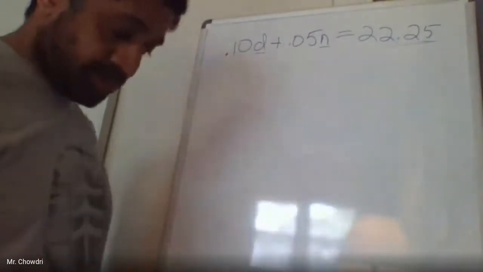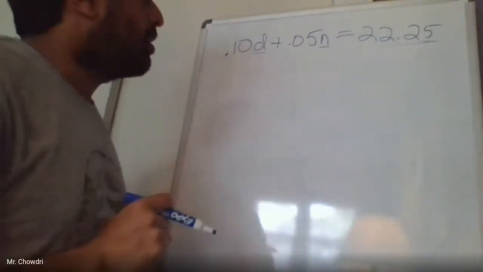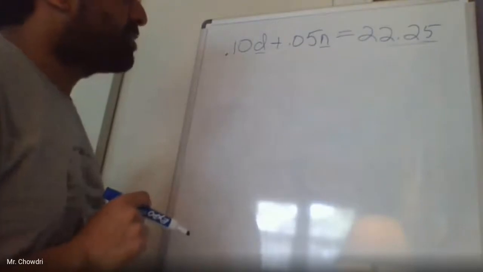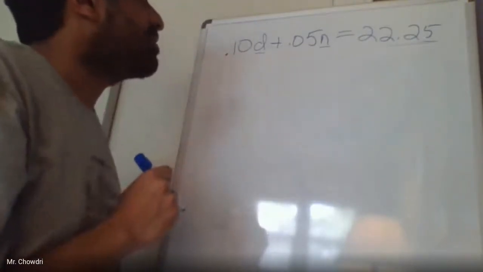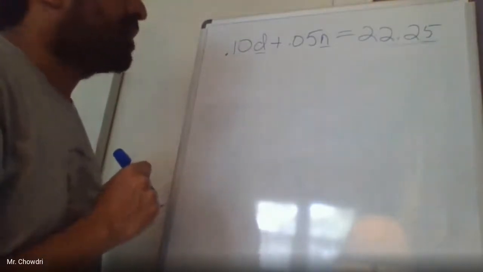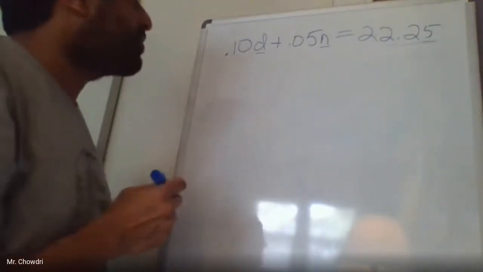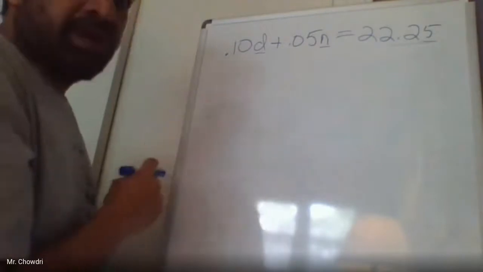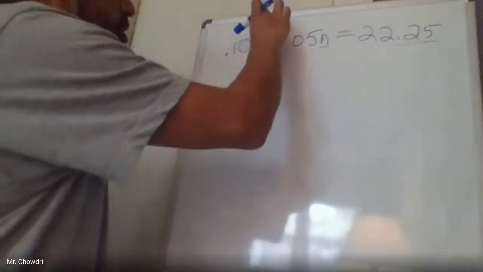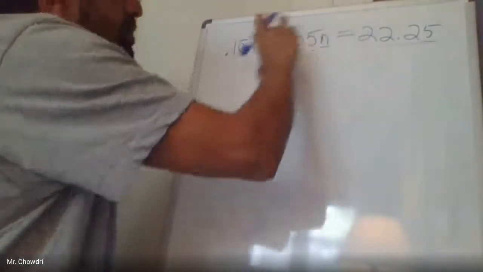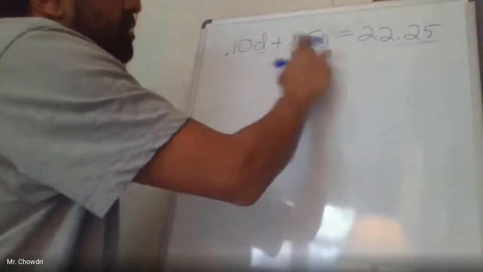So when I get a problem like this, I like to use numbers that make my math easy. I would never use, say, 13 or 11.5. I'm going to pick a nice round number. So I'm going to say 100 dimes.